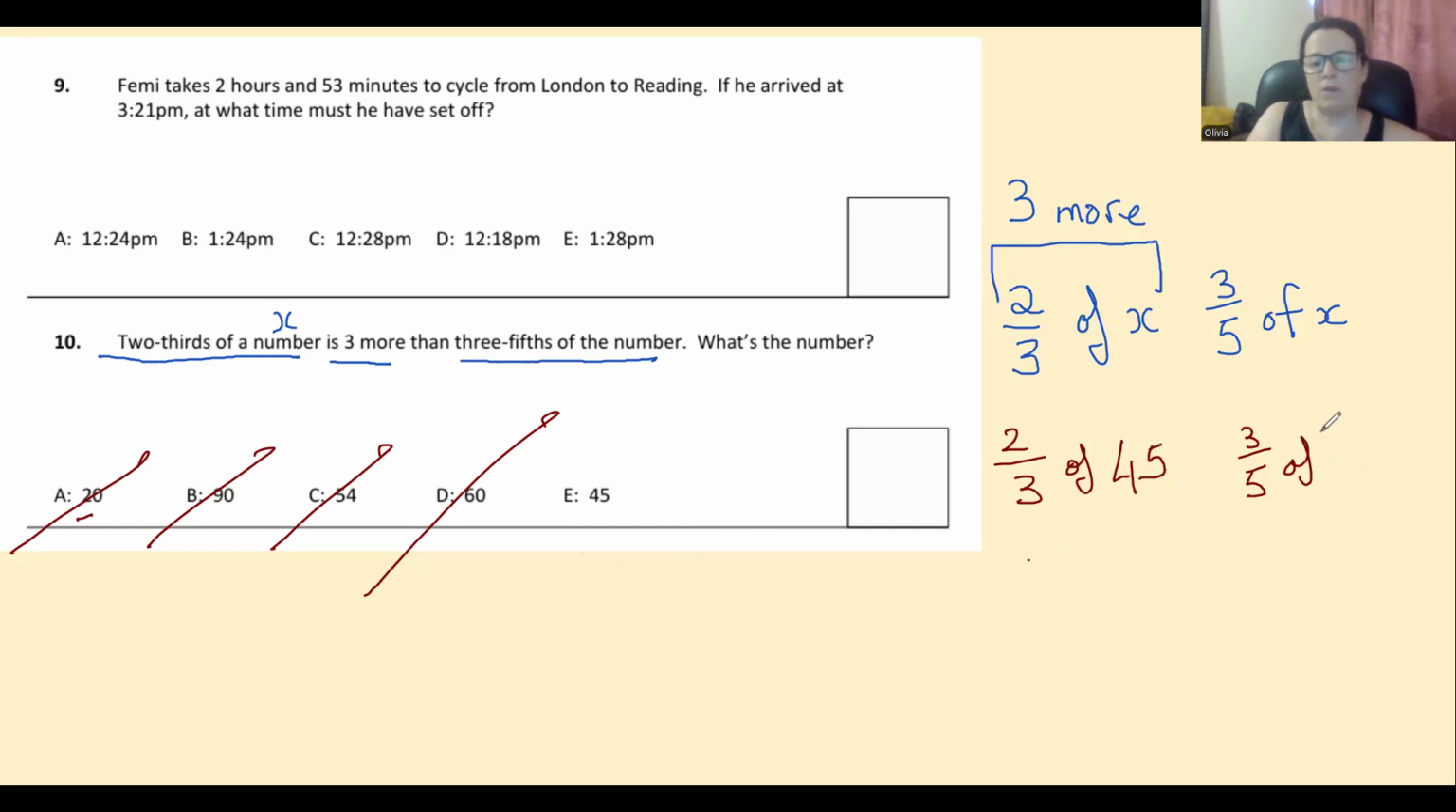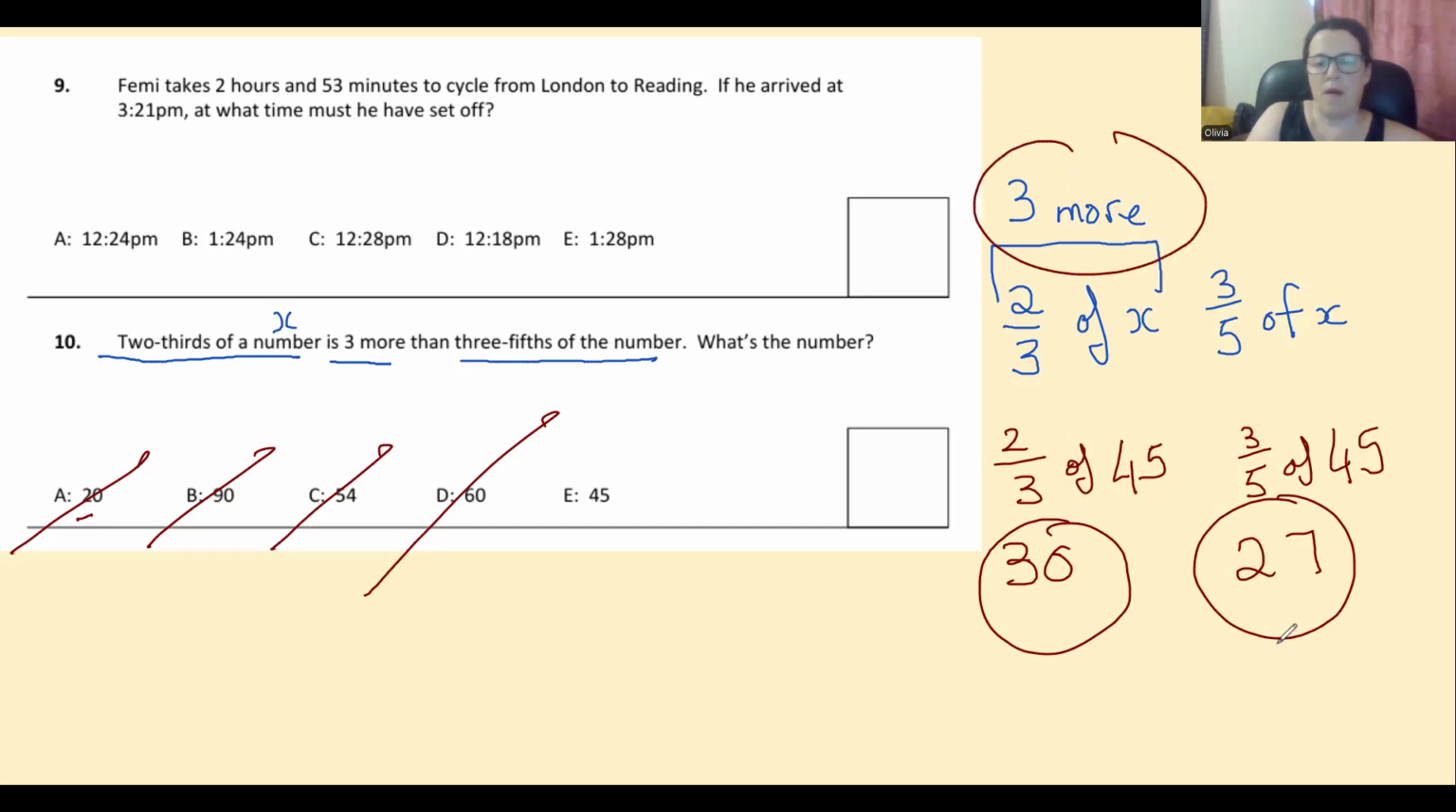So 2/3 of 45 and 3/5 of 45. So 2/3 of 45, 3 into 45 goes 15 times. 15 times 2 is 30. 3/5 of 45, 5 into 45 goes 9 times, is 27. Look what we have. 30 is 3 more than 27. So the answer is E.